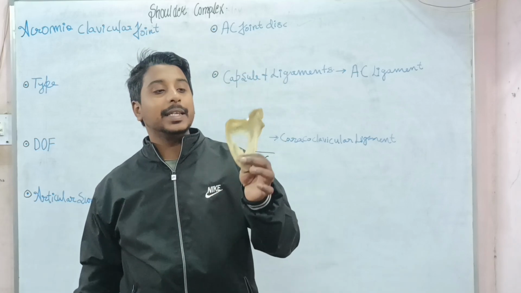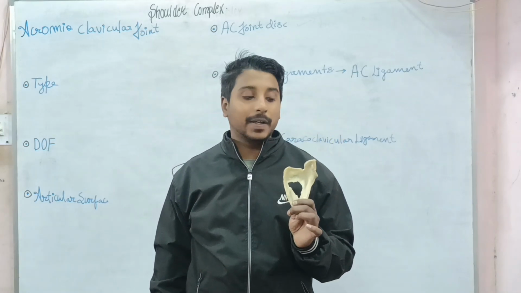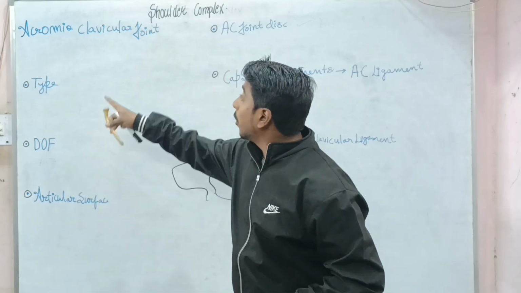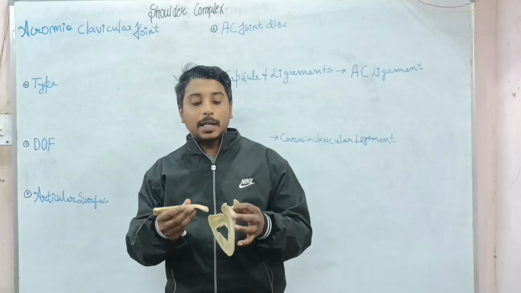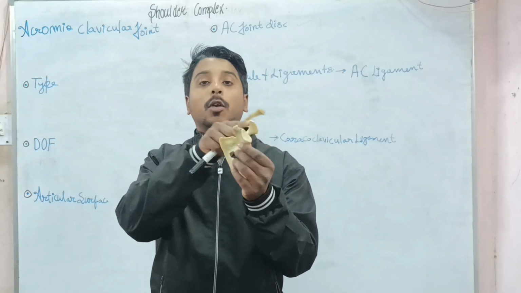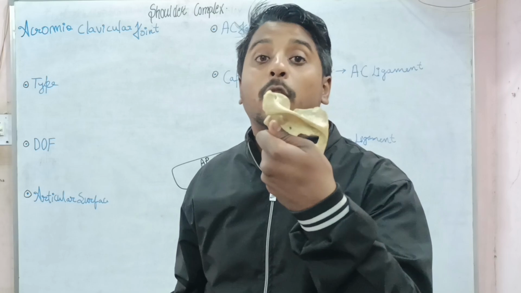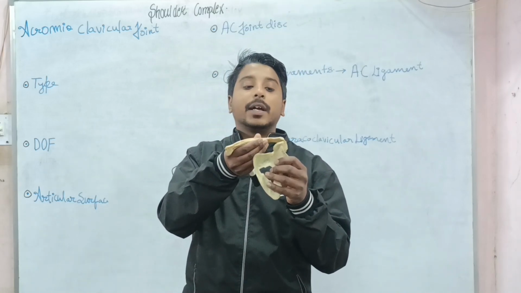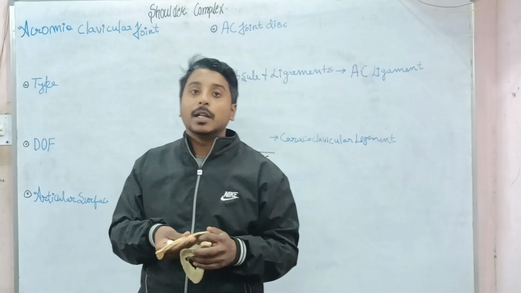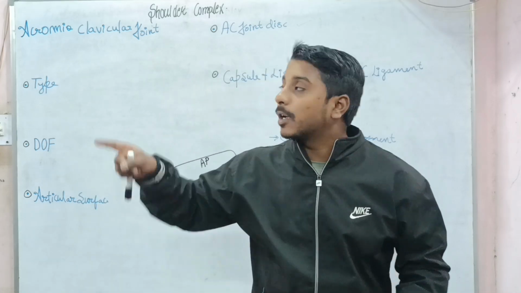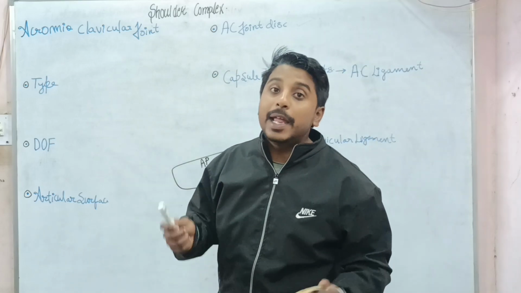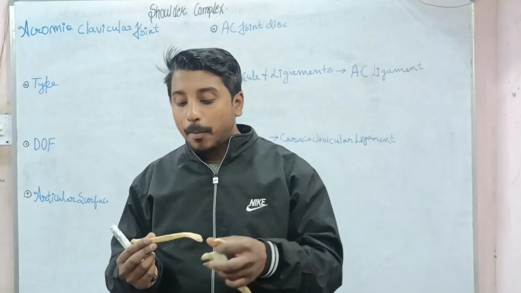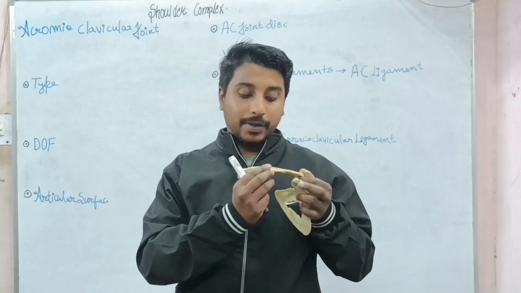So you can see that this one is the scapula and this one is the clavicle. The acromioclavicular joint is the joint between the acromion process of the scapula and the lateral end of the clavicle. So what will you write? You will write that the acromioclavicular joint is a joint in which articulation occurs between the acromion of the scapula bone and the lateral end of the clavicle.